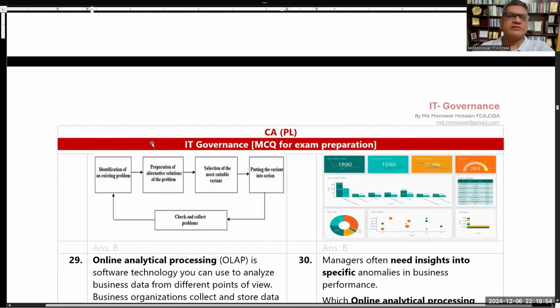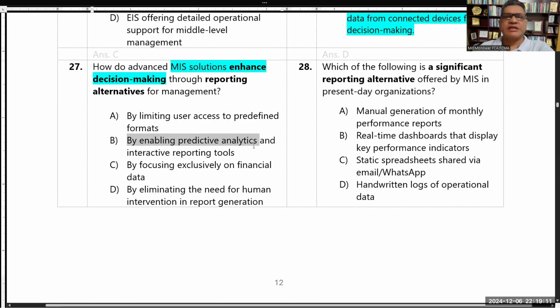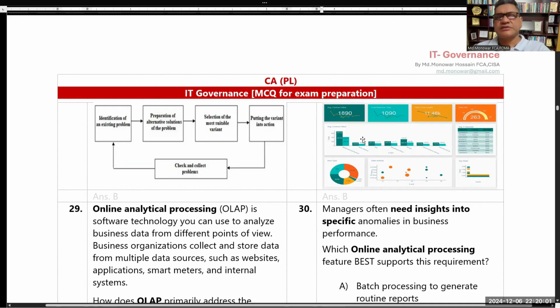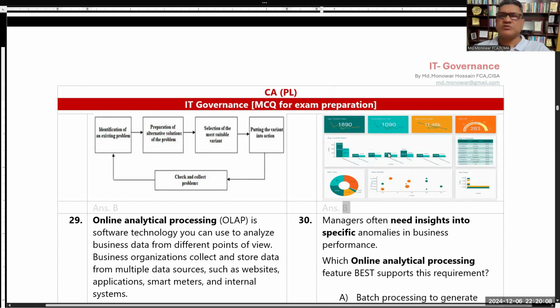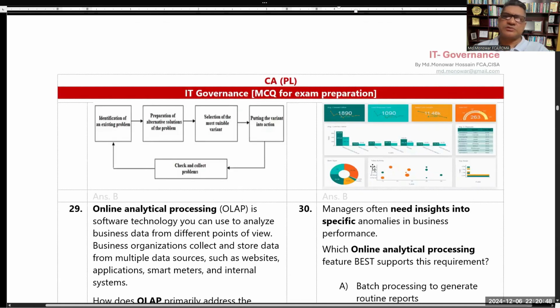We have seen here identification of existing problems by enabling predictive analysis and interactive reporting tools. Also, which of the following is a significant reporting alternative that a MIS offers in present-day organizations? Look here, present-day organizations, different types of reports, that means dashboard reporting, the real-time dashboard that displays key performance indicators. Answer B is the dashboard reporting.